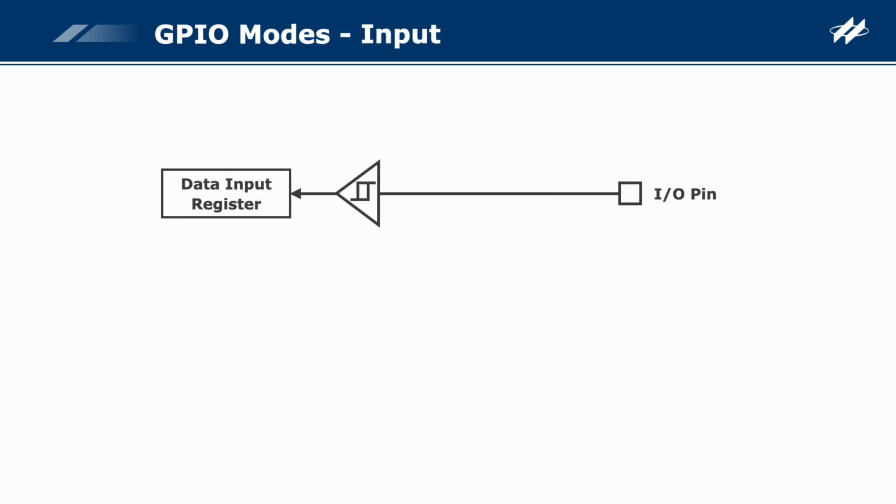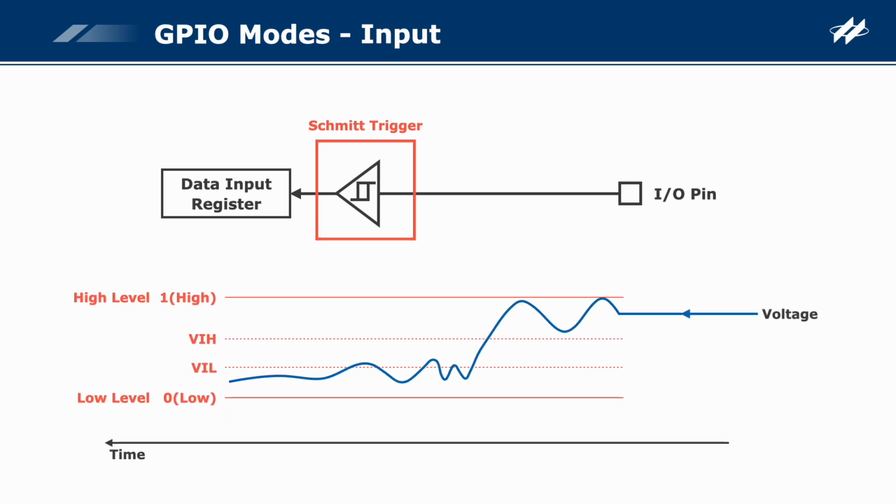This is the internal structure of the input mode. When the pin is configured as an input, an external level signal input via the I/O pin passes through the Schmitt trigger, which determines whether the signal exceeds the high or low threshold, VIH or VIL. If the pin is set as an input without setting the pull-up or pull-down function, it will be in an input floating state, and may be affected by input signal noise, causing instability. If the input signal voltage exceeds the high or low threshold, the input signal will be converted to a high level or a low level, and then be stored in the data input register.